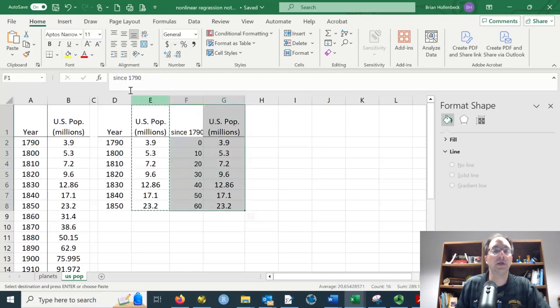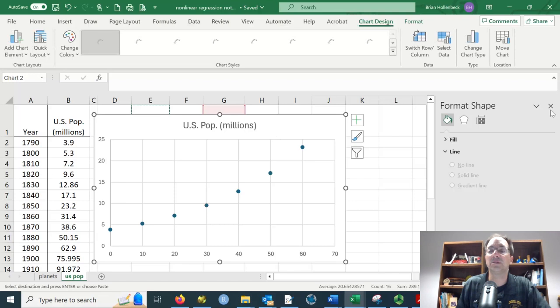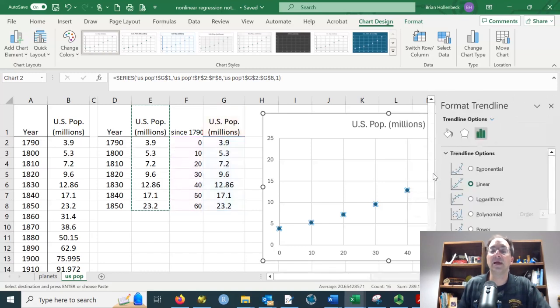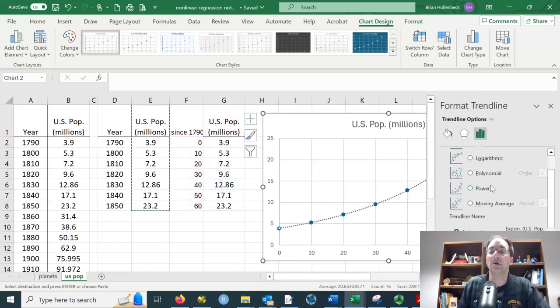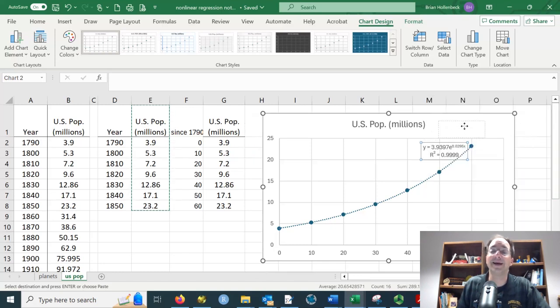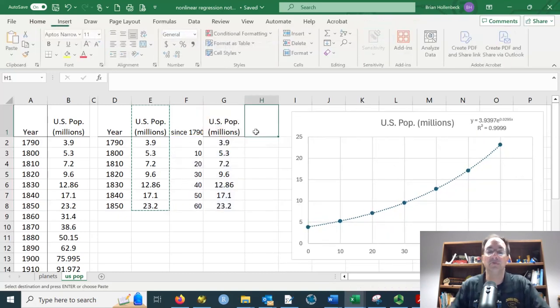All right, and then we can insert another scatter plot. Of course, it's not going to look any different, except for the x-axis. But now notice when I add a trend line, my r squared doesn't change. I get 0.9999 either way. But now notice I get a formula that's a lot easier to work with. And so if I did want to try to use that for prediction purposes, I could.